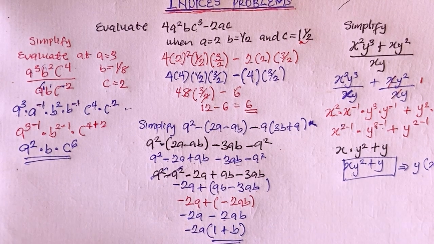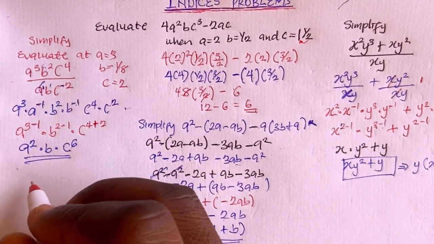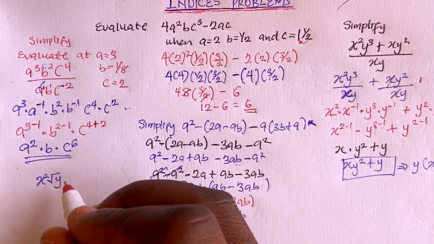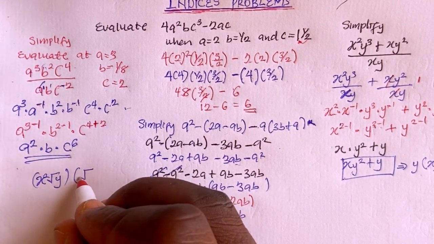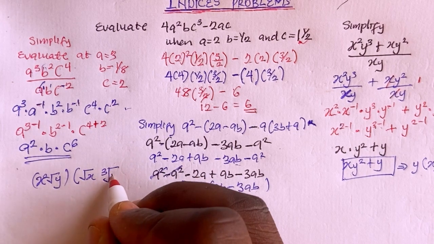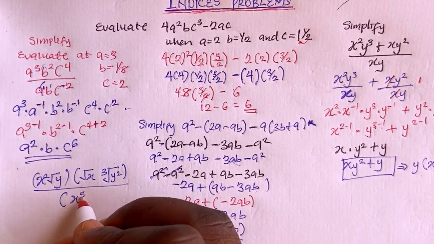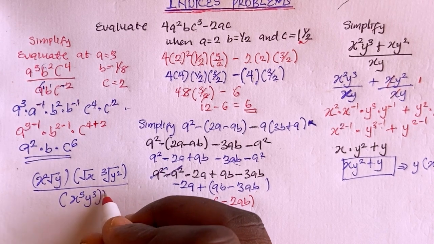Now let me give you another assignment which I'm going to solve in my next video. Suppose you are given x squared root of y, multiplied by root of x, cube root of y squared, divided by x raised to the power of 5, y raised to the power of 3, all raised to the power 1 over 2.